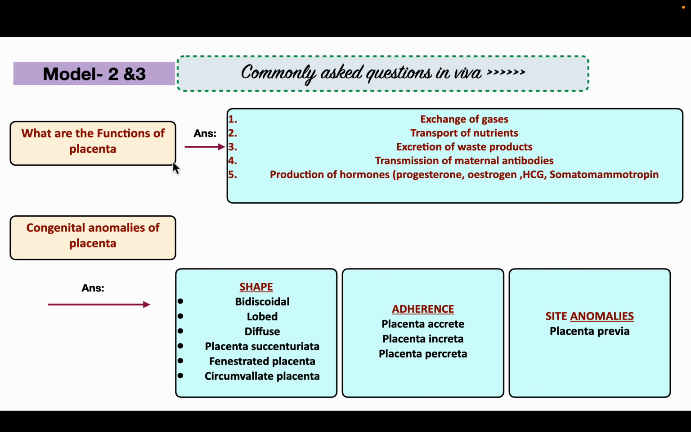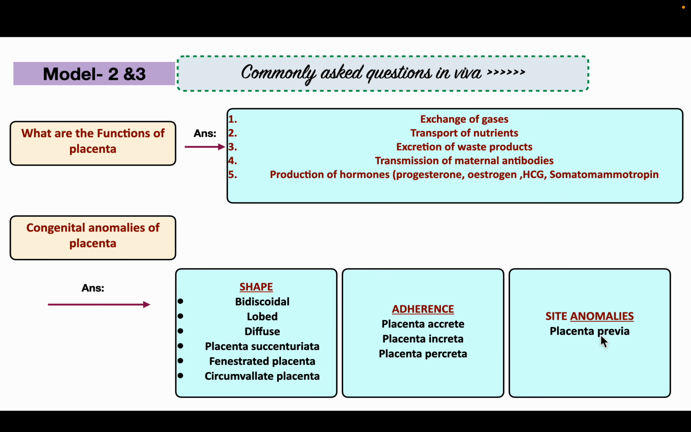Now what are the functions of placenta? So these are the functions. Then congenital anomalies of placenta, they are depending upon the shape, adherence and site. Shape is, these are the variations, that is bidiscoidal, lobe, diffuse placenta succenturiata, fenestrated placenta, circumvallate placenta. Adherence, how it is attached to the wall of the uterus. So placenta accreta, then increta and percreta.